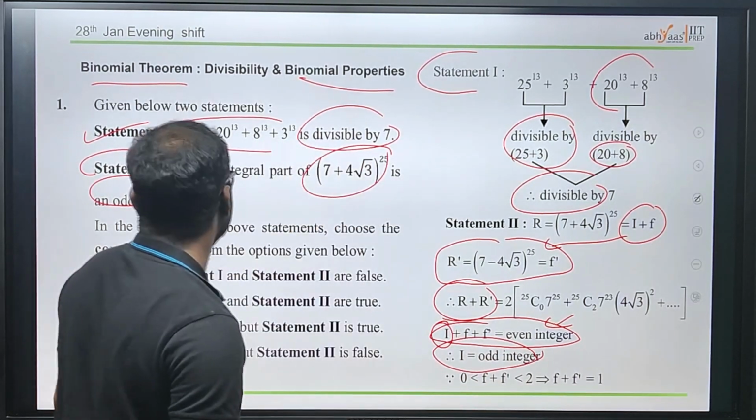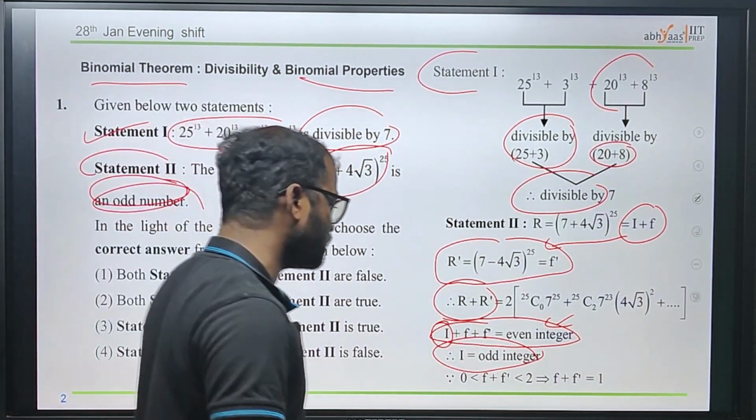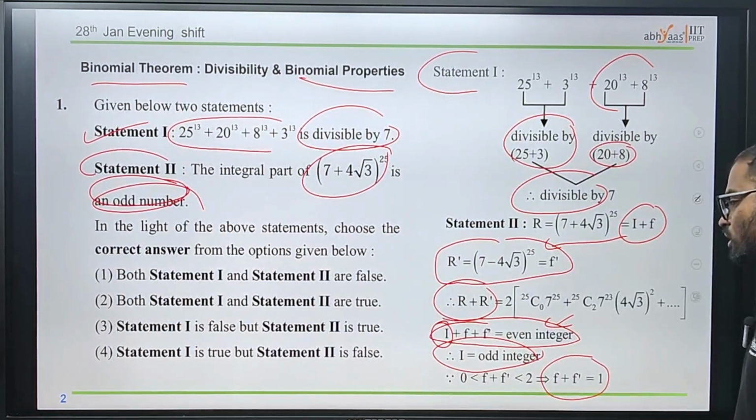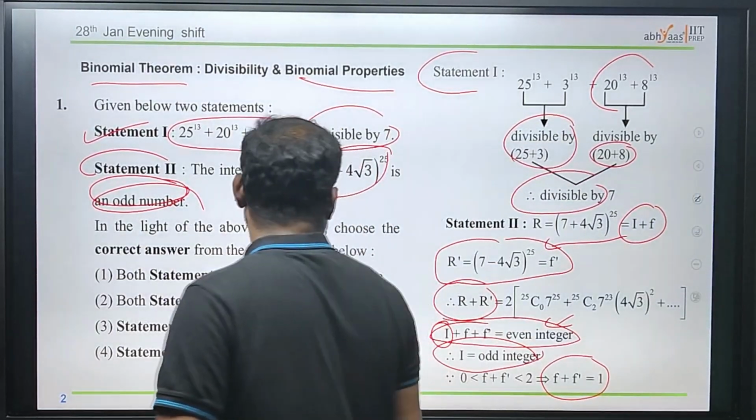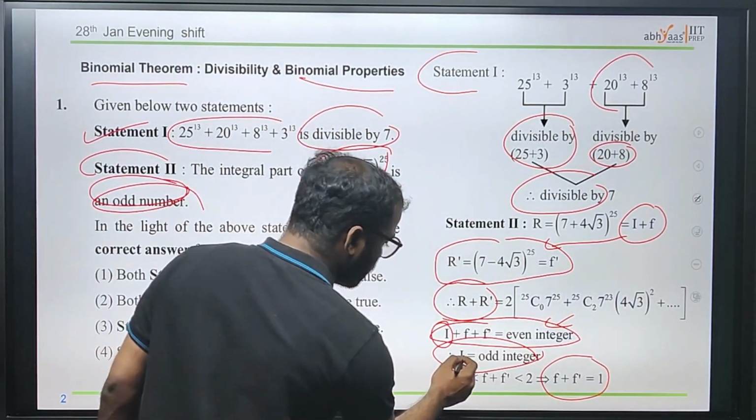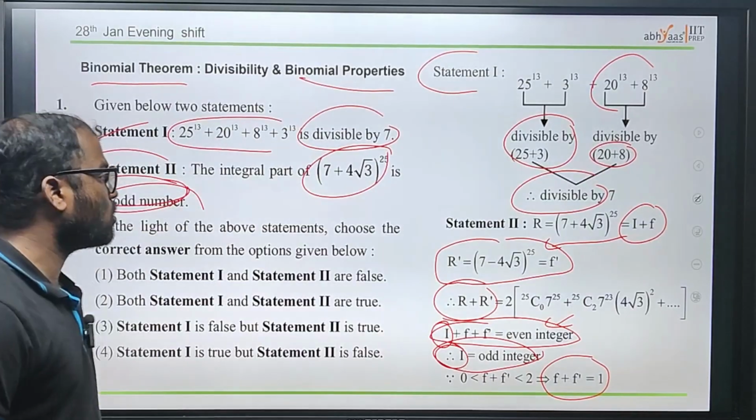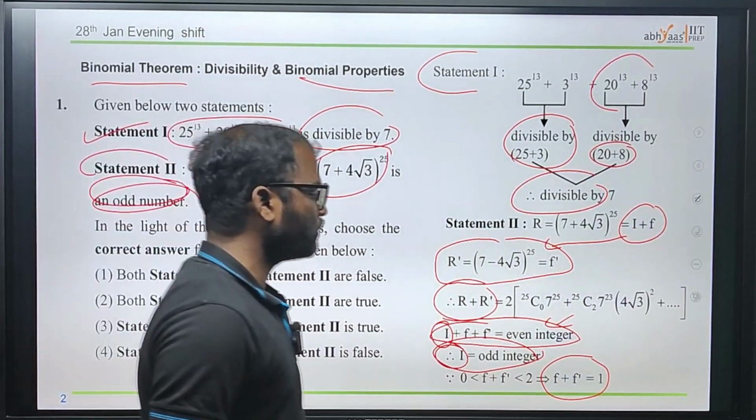Therefore we can say this one, which is given as f plus f dash is 1. Therefore both statements are true. So we can have I as an odd integer, and the integral part will be an integer.